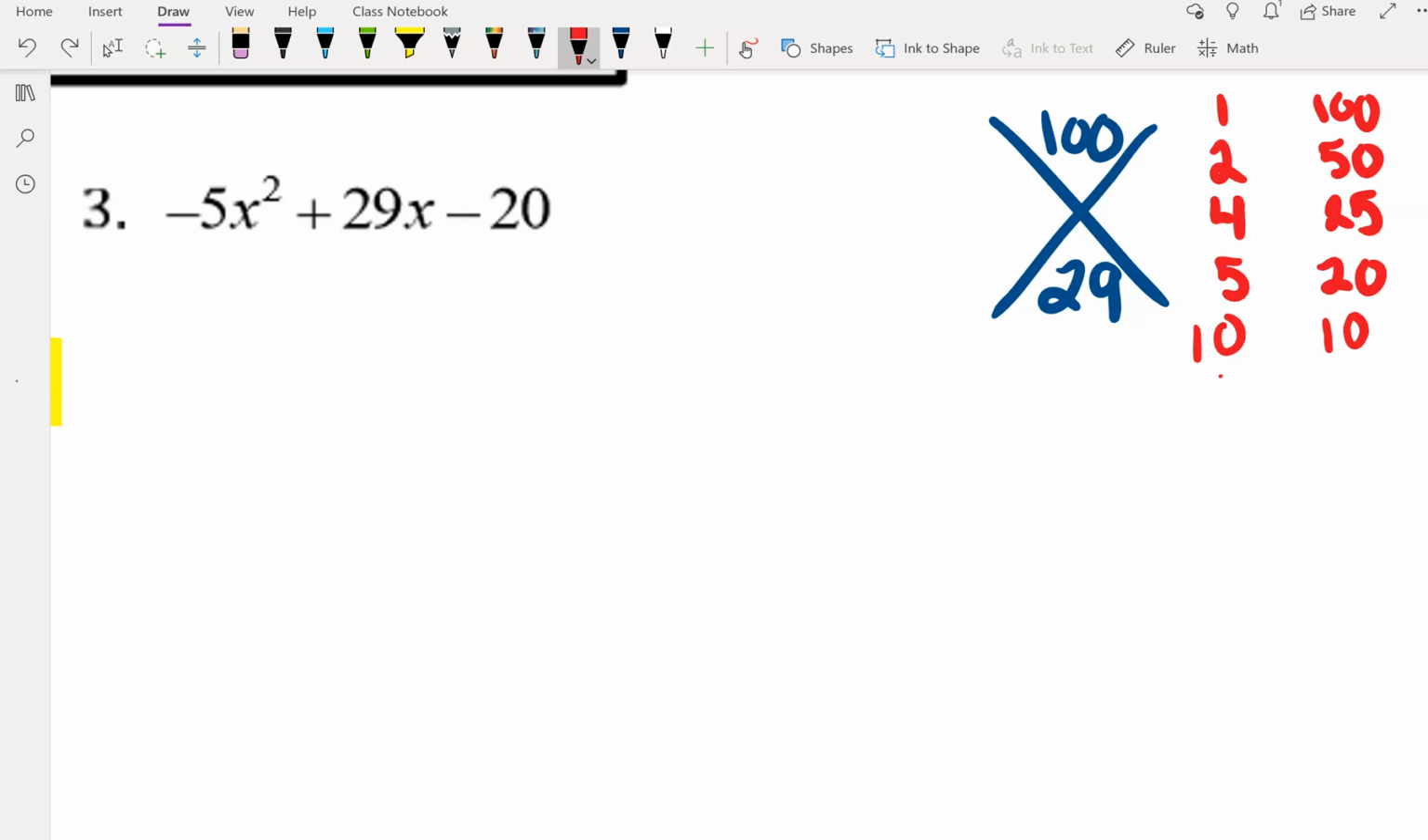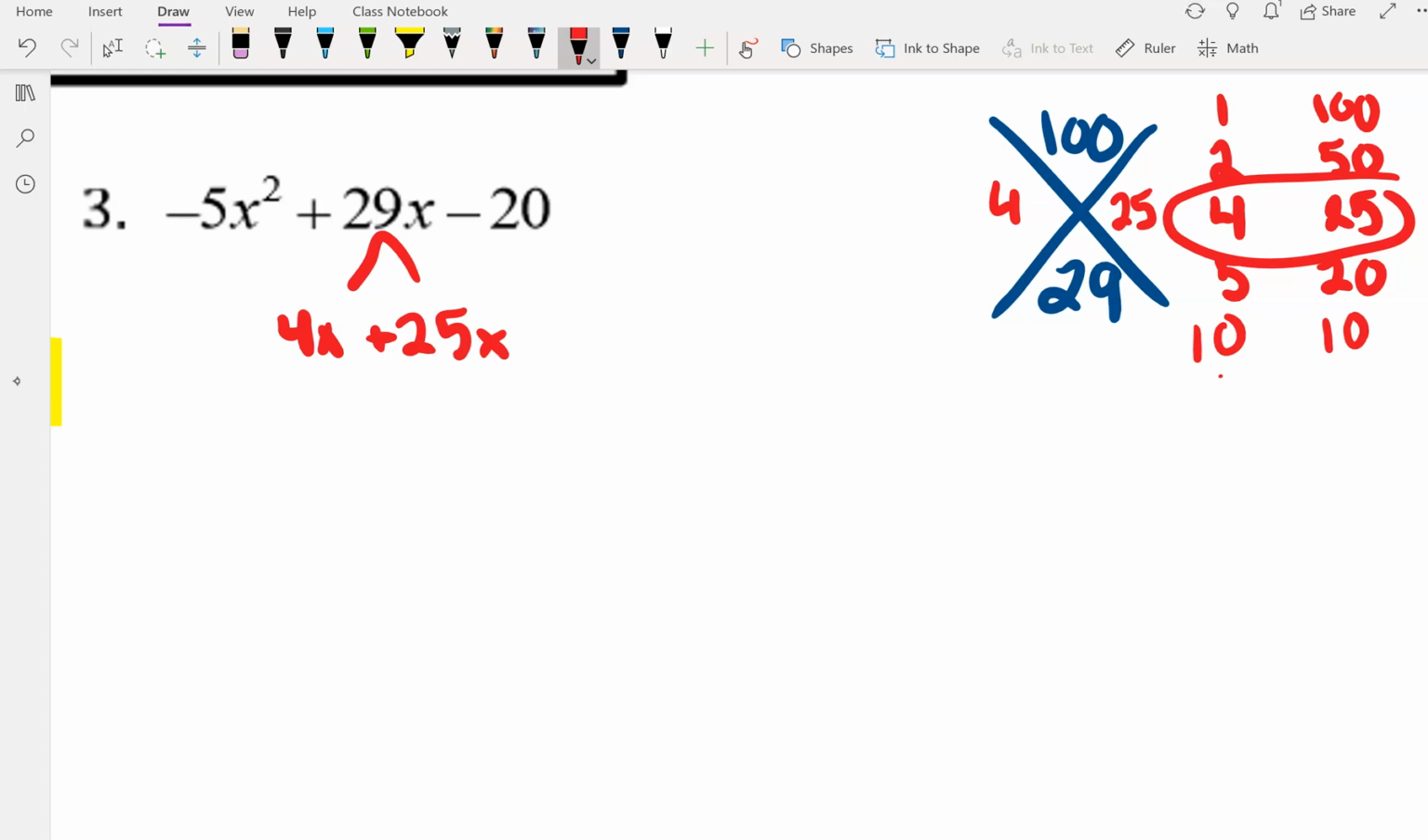All right, then we need to find the 2 that add to give us 29. This one's a pretty easy one because we don't need to worry about negatives on either of these numbers. So we just need to find the 2 that add to give us 29, and that's going to be 4 and 25. Those are the 2 numbers that are going to split our middle term, 4x and 25x.